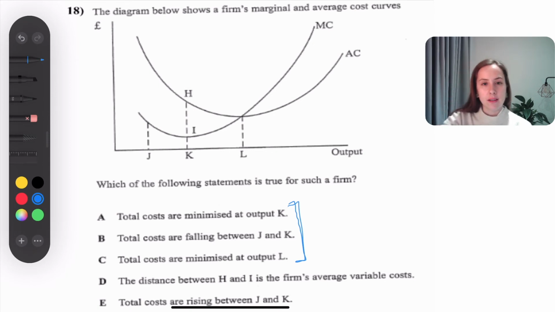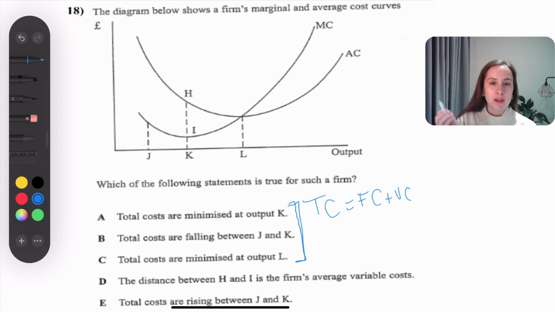Here is how to see why that is the case. Total costs is your fixed costs and your variable costs. If you want to minimize these, remember that you don't pay any variable costs if you don't make any cakes. So to minimize your total costs, only pay your fixed costs. Produce zero output.